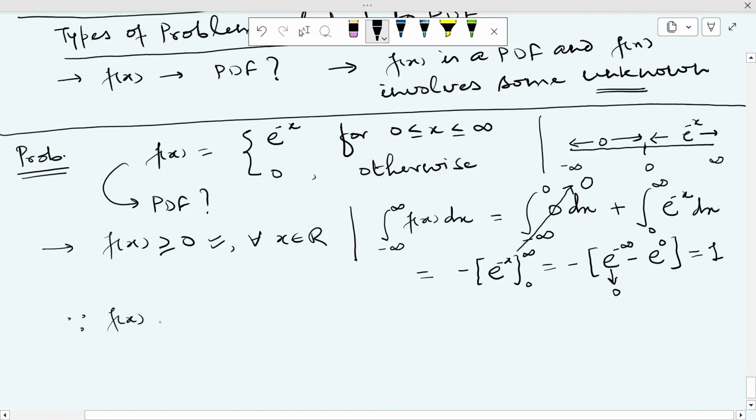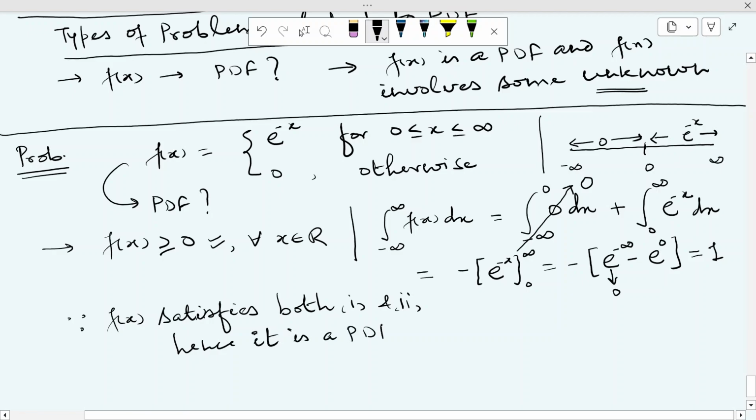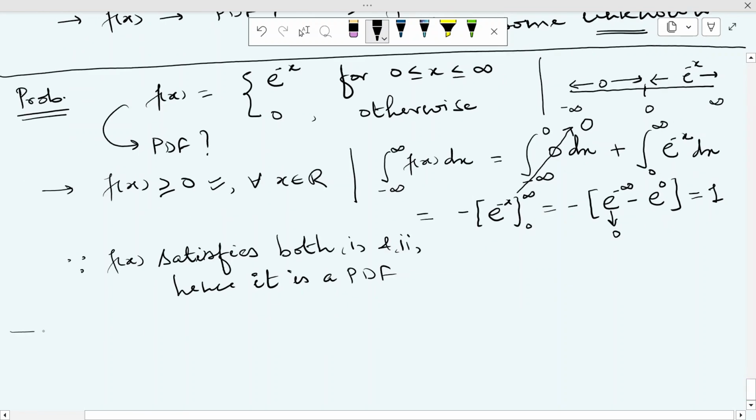So since f(x) satisfies both 1 and 2, hence it is a PDF. Okay, so this is how we can check whether a given function is a PDF or not.